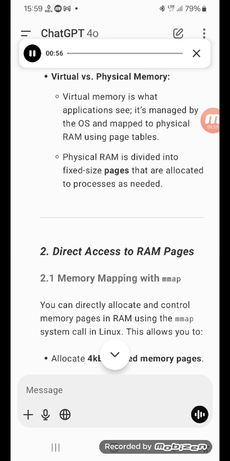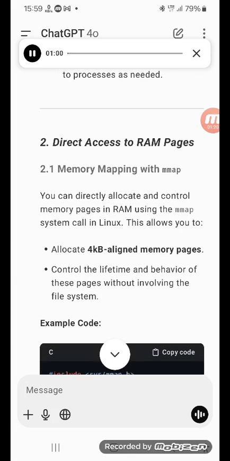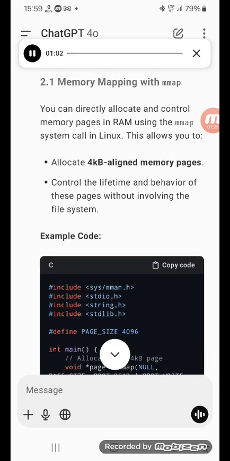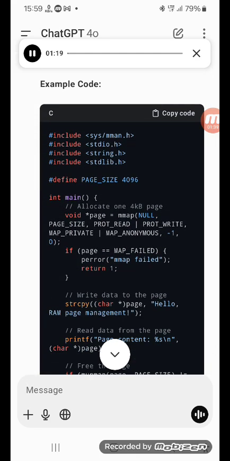2. Direct access to RAM pages. 2.1 Memory mapping with mmap. You can directly allocate and control memory pages in RAM using the mmap system call in Linux. This allows you to allocate 4K byte-aligned memory pages and control the lifetime and behavior of these pages without involving the file system. Example code: C, includes sys/mman.h, stdio.h, stdlib.h.